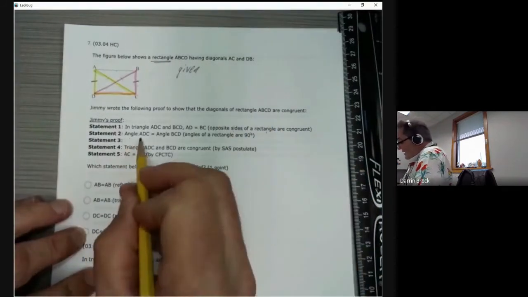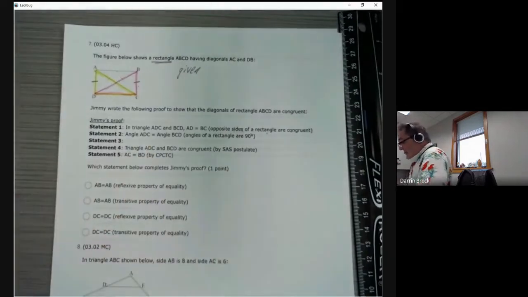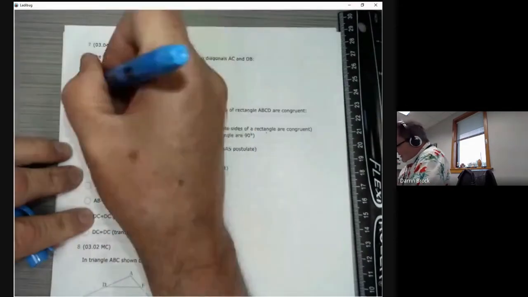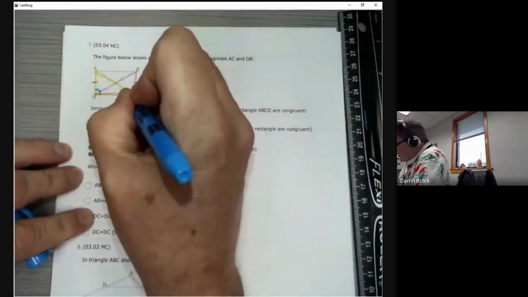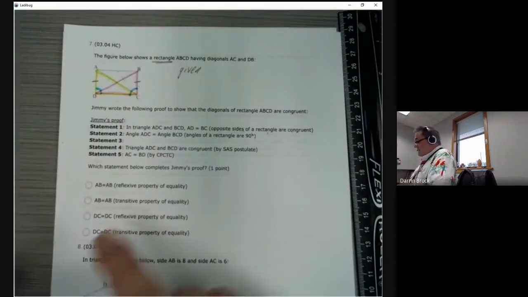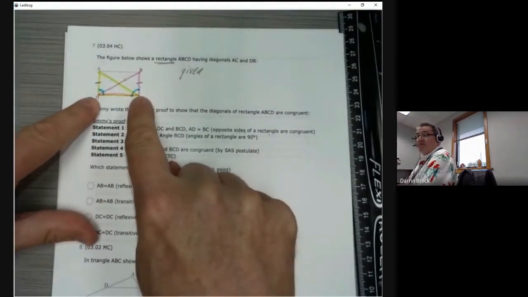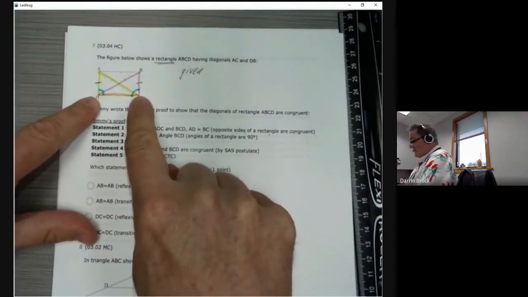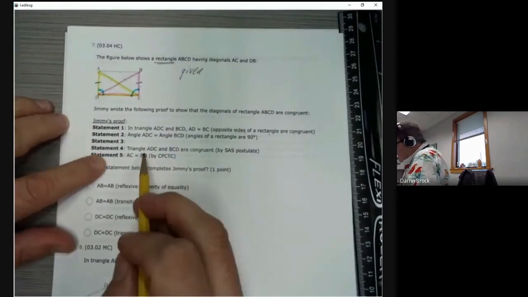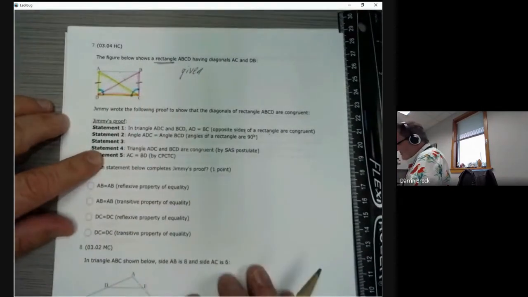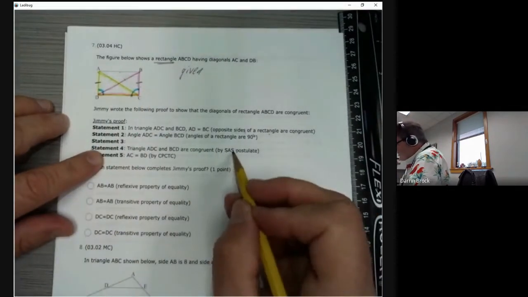So then he said angle ADC. He says this angle is the same as angle BCD because the angles of a rectangle are 90 degrees. So that would be true. Both of those angles would be 90 degrees. All right. So there's one statement missing. And so then he said that this triangle is the same as this triangle by the side angle side postulate.